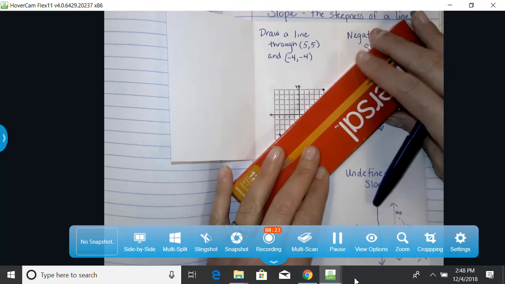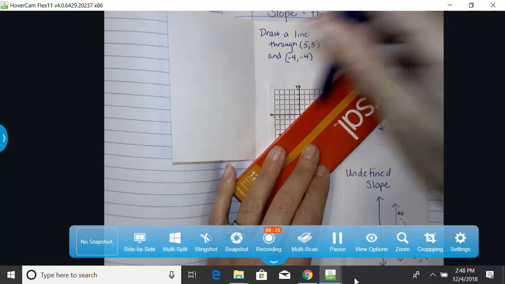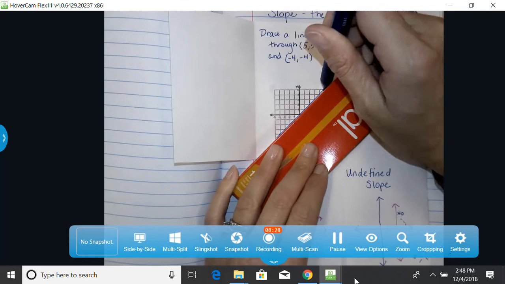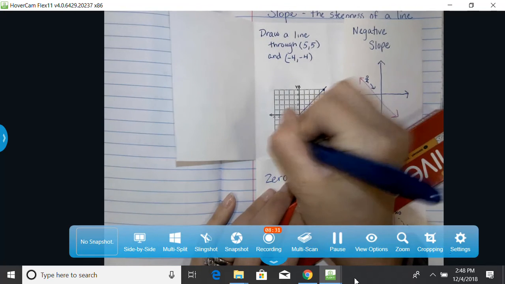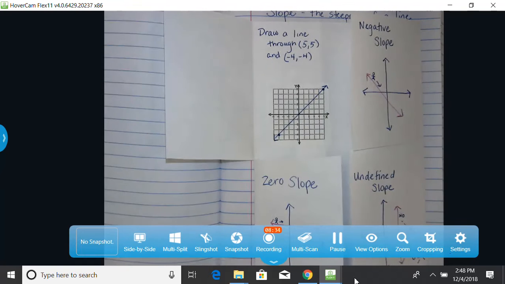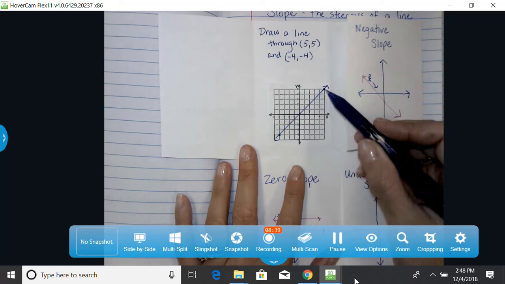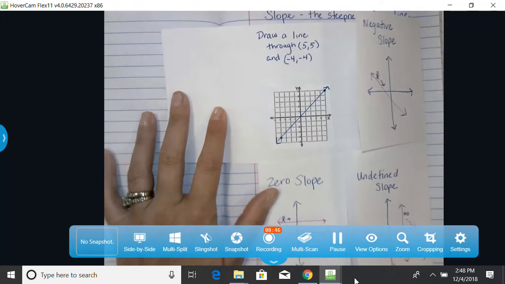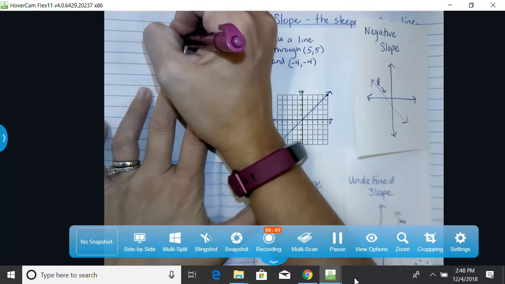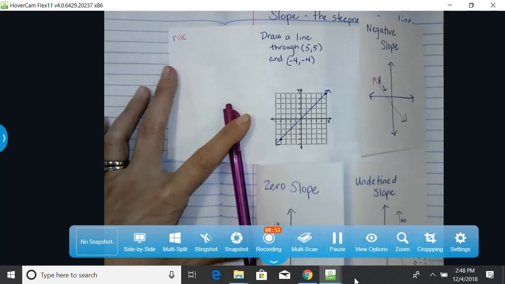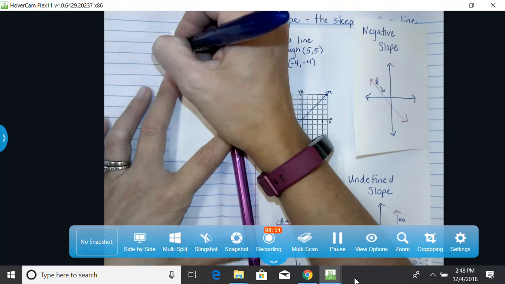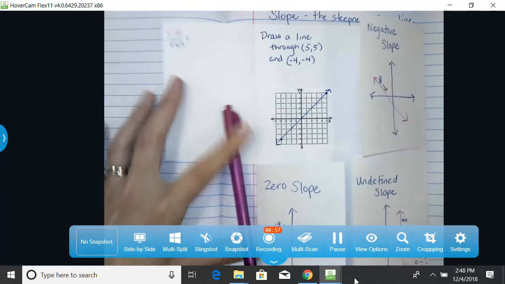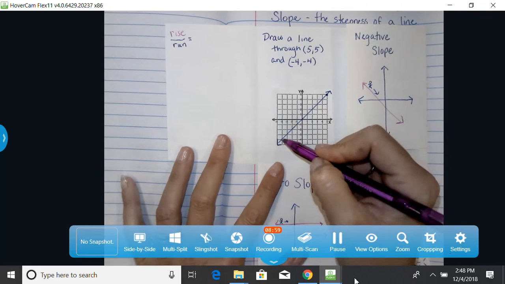And remember, a line doesn't just stop and start at 2 points. It keeps going. It goes on forever. That's why we want to extend it past those points and put arrows on the end to show that it keeps going. Now, if I want to write this as rise over run, I need to determine how much does this line rise from one point to the other.